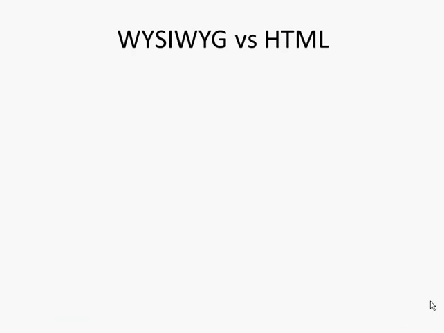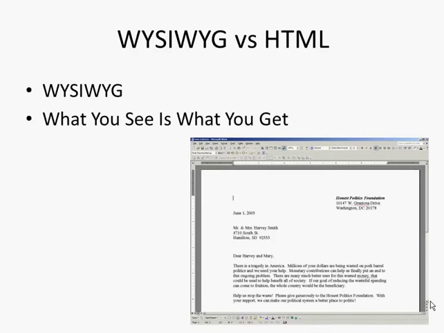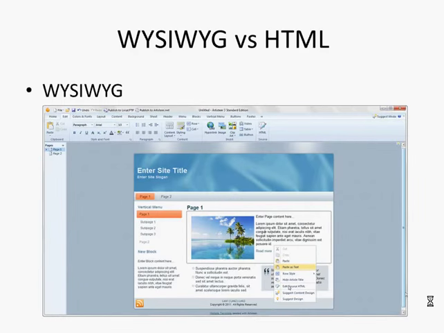A little bit now on something called WYSIWYG versus HTML. Well, what is WYSIWYG? WYSIWYG stands for what you see is what you get. And that is what we're used to when using most software. For example, when we're creating a PowerPoint presentation, we see the PowerPoint presentation on the screen in front of us as it's going to appear when we actually present it. And same with this screenshot here, we're typing up a letter, and that's what the final letter will look like when it's printed out.